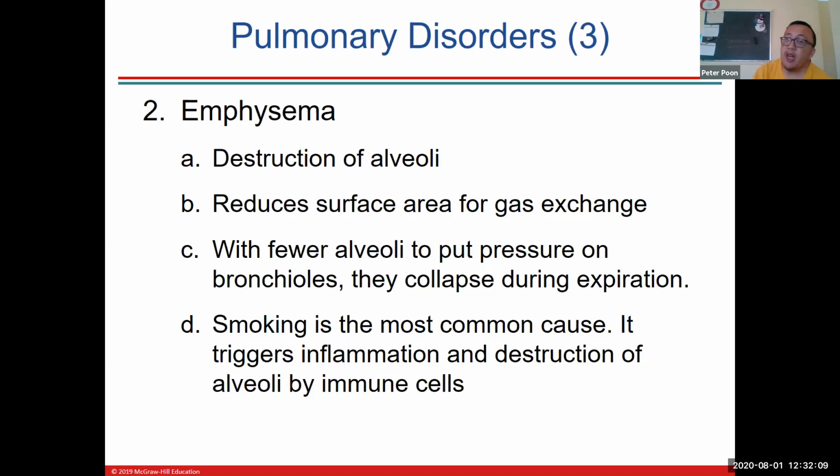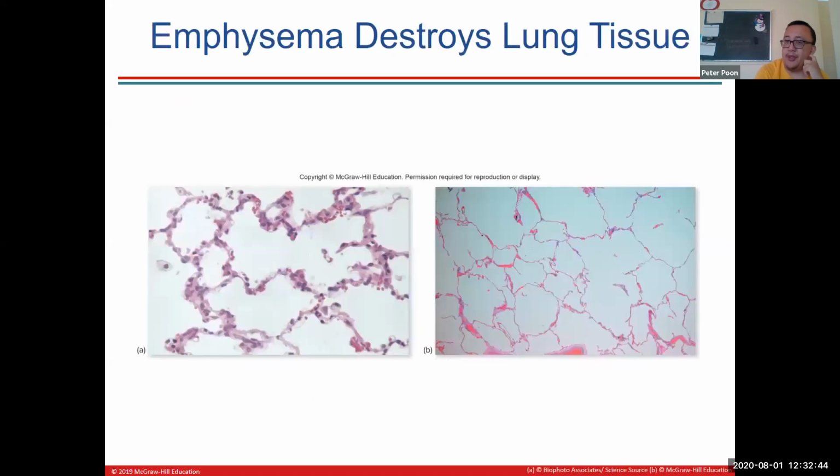Emphysema is the destruction of the alveoli, especially the alveolar walls. The walls of the alveoli are where gas exchange actually happens. Destruction of the alveolar walls reduces the surface area, so less gas exchange. Fewer alveoli put pressure on the bronchioles, so they collapse. Smoking is the most common cause of emphysema. It triggers inflammation and destruction of the alveoli. It also causes a reduction in elastin. You can see differences here. This is normal. This is emphysema.